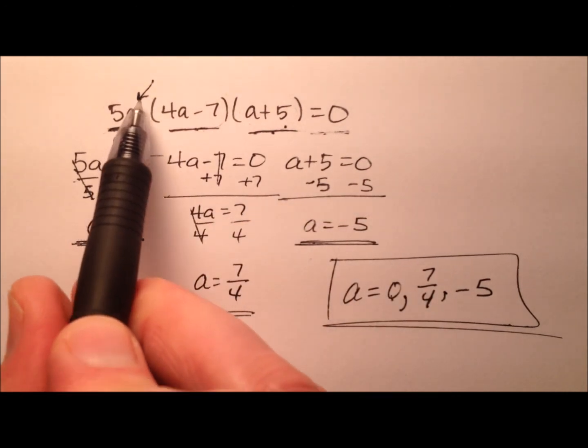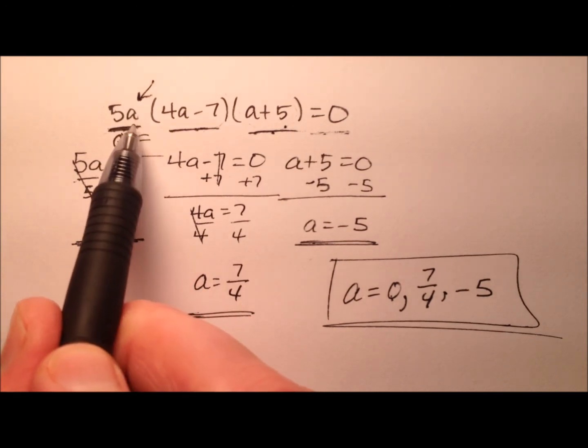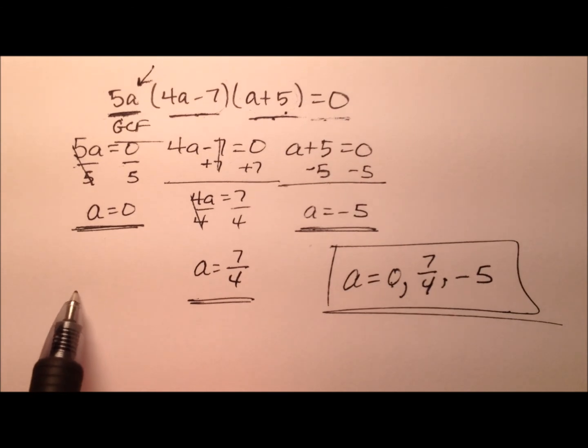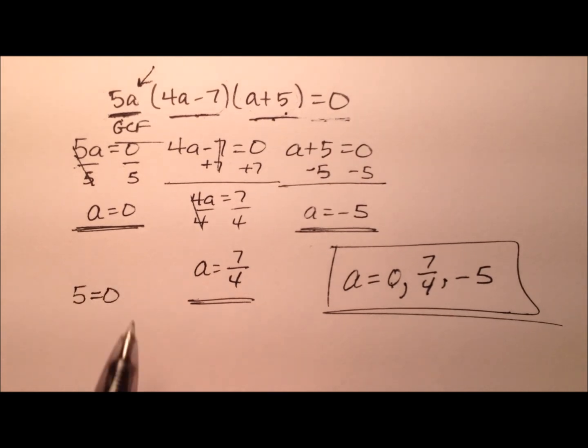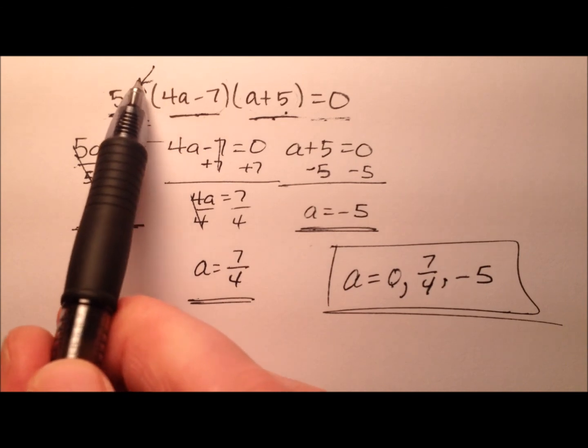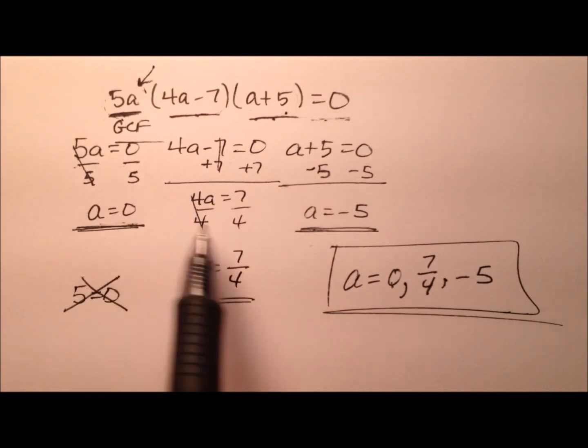If, however, this a had not been here, and the greatest common factor would have just been 5, then the equation we would have written was 5 equals 0. Well, that's kind of a false equation. This doesn't even make sense. So we wouldn't even bother with it. And that means that this 0 would not be here.